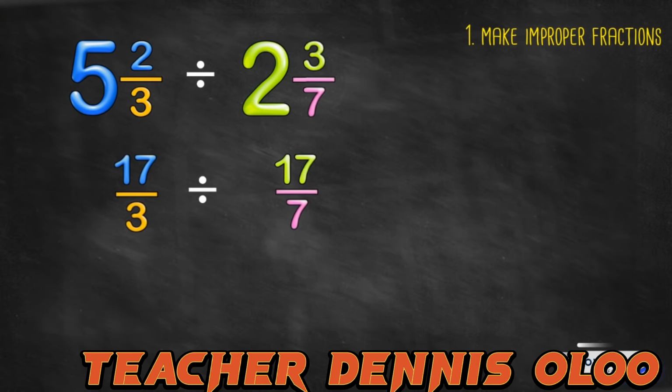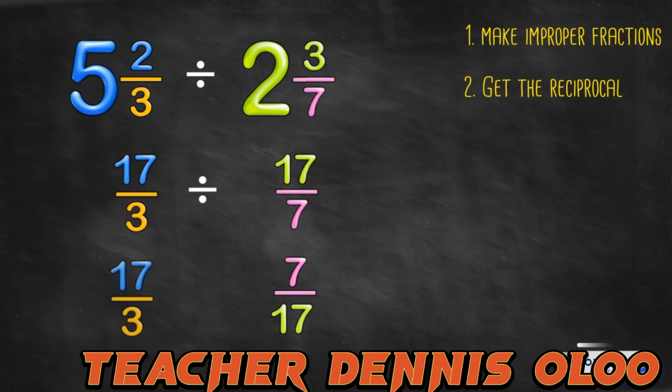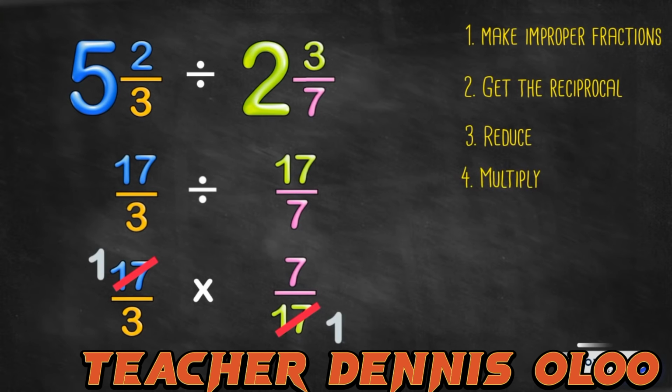And now we're into fractions division mode, and you got this. Get the reciprocal of that right-hand fraction. Flip it. 7 over 17, and put the inverse operation at the same time. Divide becomes multiply. We can reduce here before we multiply. Cancel the 17s, keep the multiplication down. Nice. Multiply across and we get 7 over 3.